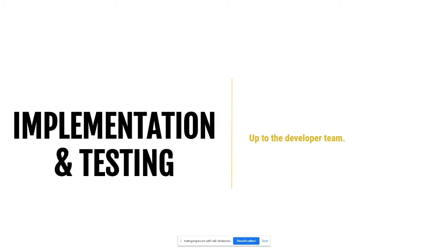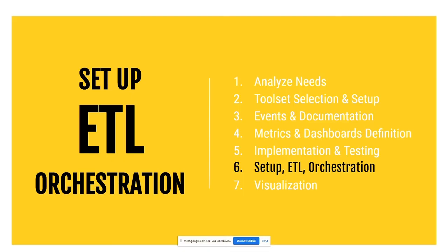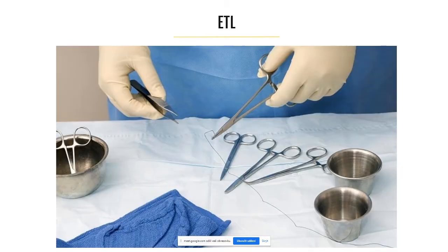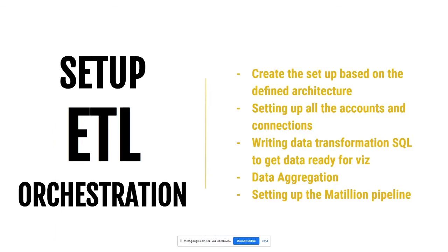After that's done, we go to the next phase, which is the setup, ETL, and orchestration phase. And I already mentioned that we're using a tool called Matillion. What happens in this phase? Well, first of all, we need to set up all the accounts based on the defined architecture. We need to connect all of these through APIs, write the scripts, aggregate the data, and set up the pipeline. It's a process by itself.